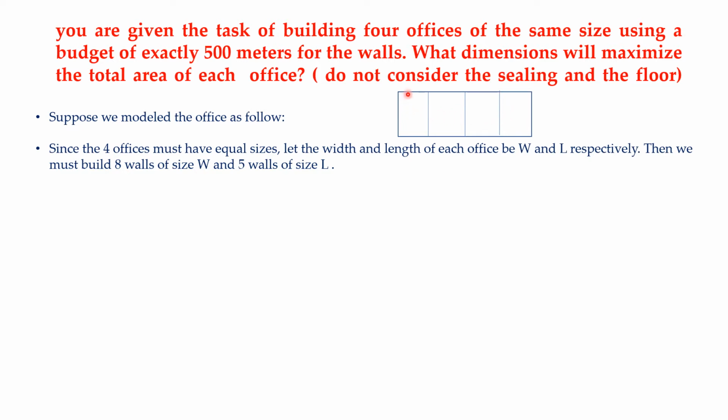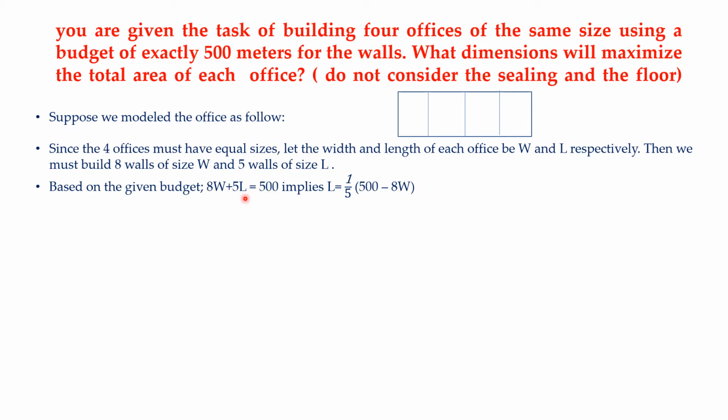And then each office will definitely have 2 lengths and 2 widths. Since we have 3 lengths that are shared, the total number of vertical lines is only 5. But since every office has 2 widths, the 4 offices will give us 8 widths. So we will have 8 walls of size W and 5 walls of size L. Based on the given budget, 8 times W plus 5 times L should be equal to 500.